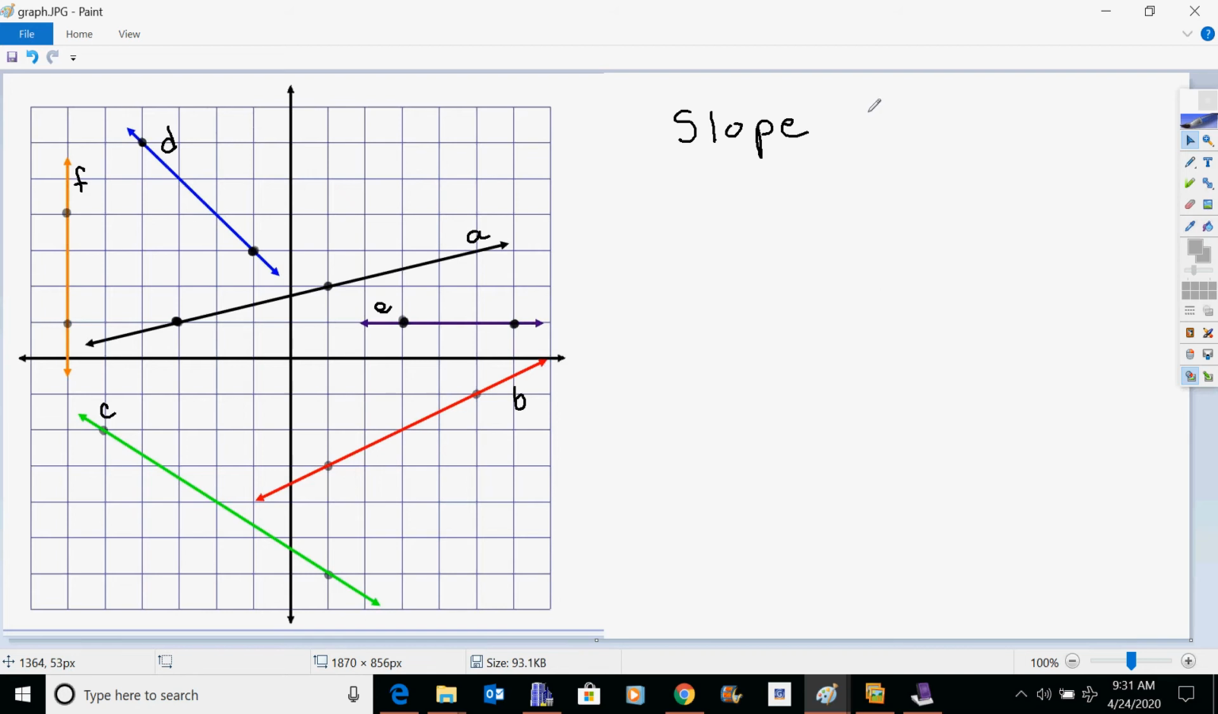A slope can be found by counting how far vertically divided by how far horizontally. In other words, we can consider that as our change in y over the change in x. So it's our vertical change as a fraction divided by our horizontal change.